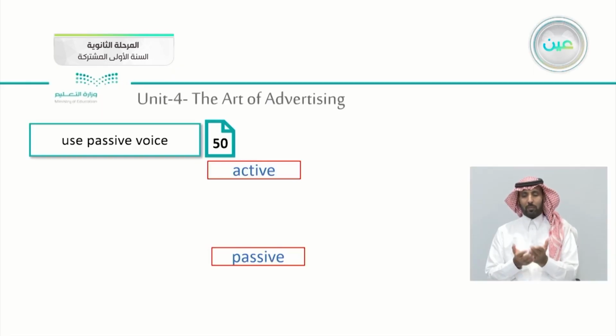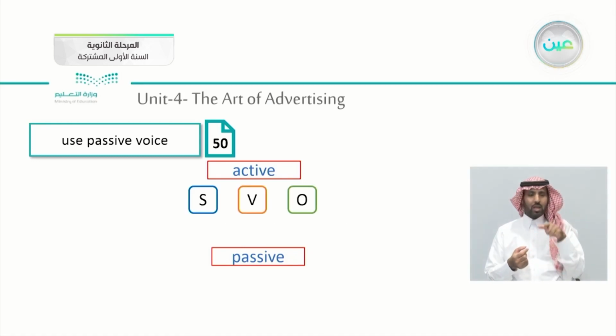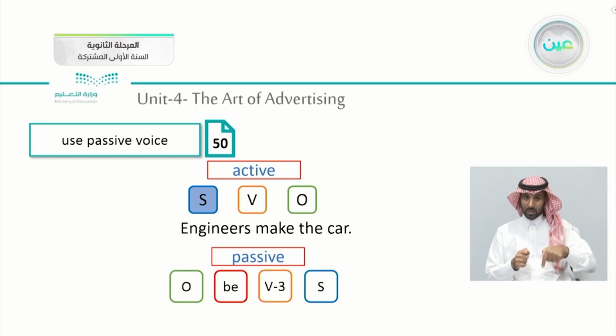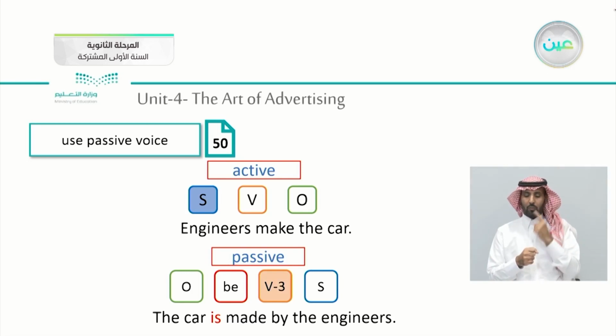Okay. The following, we have spoken about the idea of active and passive. What is the active? When we are having subject, verb, and object. Like engineers make the car. Our focus here, I want to know who did the action, so I focus much more on the subject, engineers. Now here, make is a verb in the present tense. I will come up with the passive, which is the car is made by the engineers.